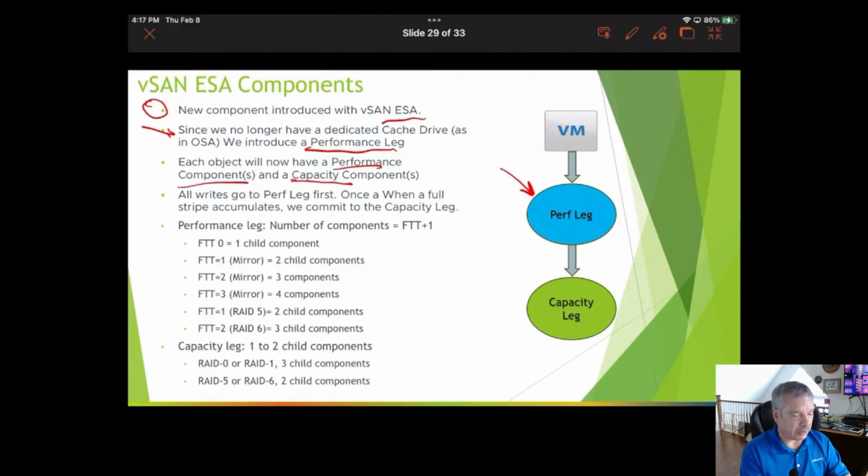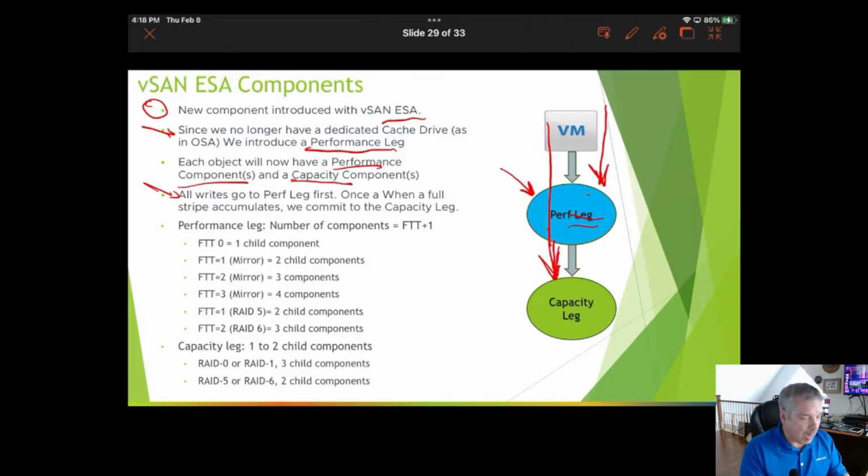So we kind of see this here. All writes go to the performance leg first. So when this VM is writing to its disk or its capacity, it's going to hit this performance leg. Then once we have a full stripe written to that performance leg, we will basically offload it to the capacity leg at that point. Okay? So just keep that in mind. All your writes go through like this.